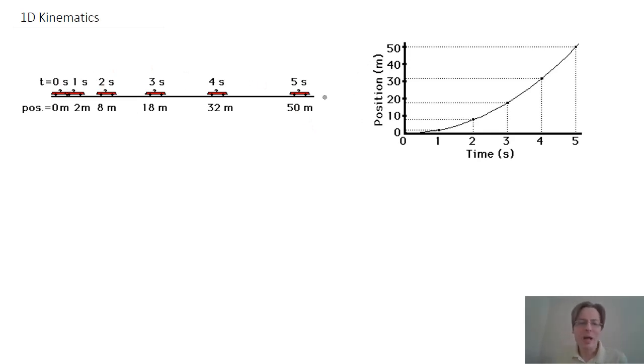From that, we can plot a position versus time graph. Position on the vertical axis, time on the horizontal axis. It shows us where the car is at any given moment. Now, what things can we learn from a position versus time graph? Well, the first thing we can figure out is average velocity.